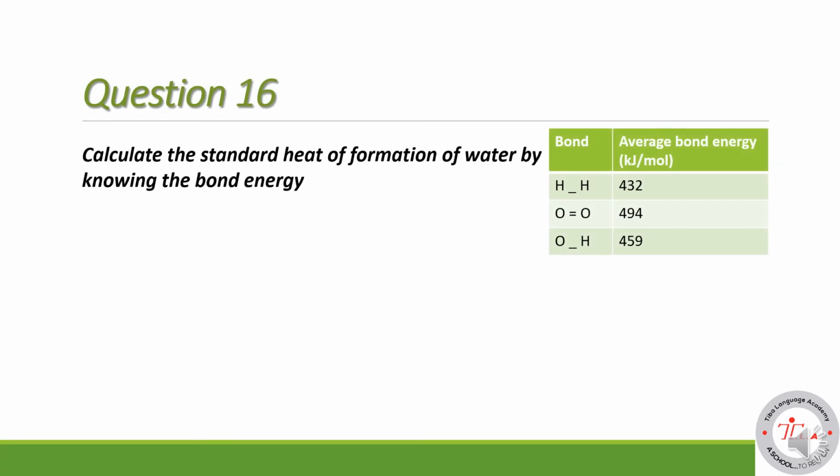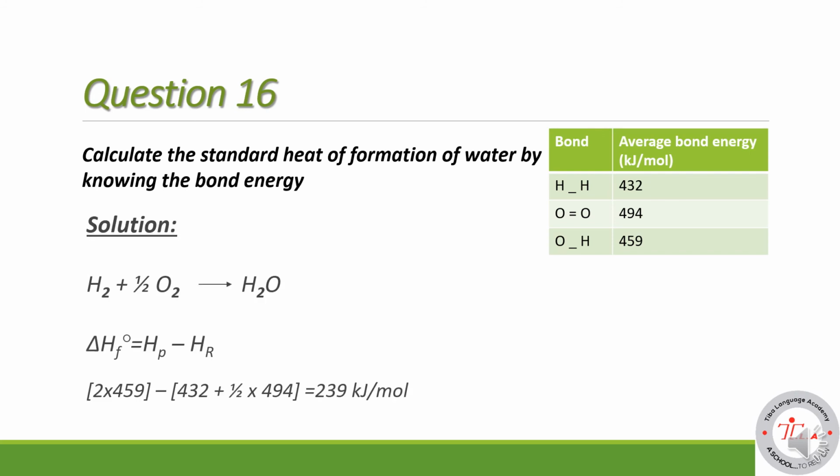Question 16. Calculate the standard heat of formation of water, knowing the bond energies. This table illustrates the bonds H-H, O=O, and O-H. The solution is, let's make a thermochemical equation of the formation of H2O. H2 plus half O2 will produce H2O. We should produce 1 mole of water, just 1 mole.